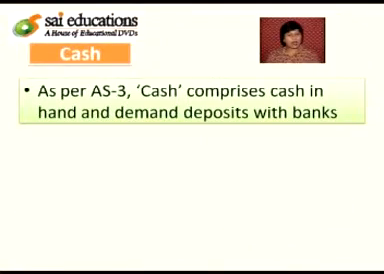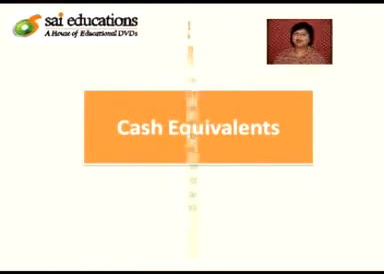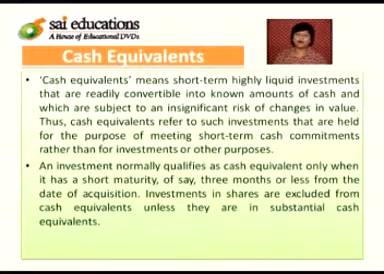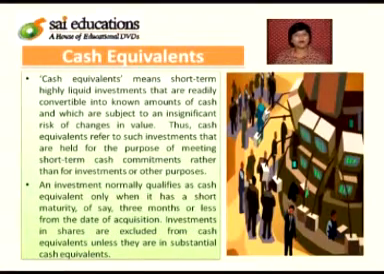As per Accounting Standard 3, cash comprises of cash in hand and demand deposits with the bank, and cash equivalents means the short-term, highly liquid investments that are readily convertible into known amounts of the cash and which are subject to insignificant risk of changes in value. So all the marketable securities which can be easily converted into cash are known as cash equivalent. Other examples are preference shares of any company which are shortly acquired before the specific redemption date, and because it carries insignificant amount of the risk, so that can be considered as a cash equivalent.